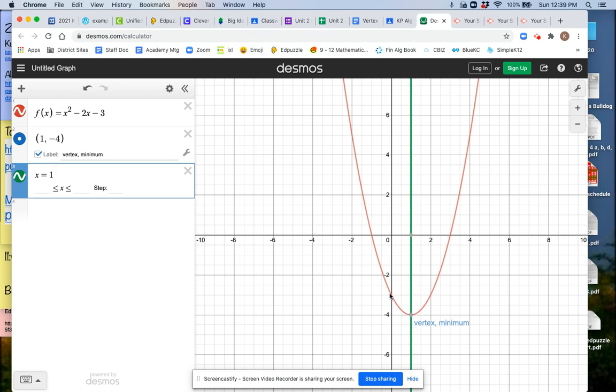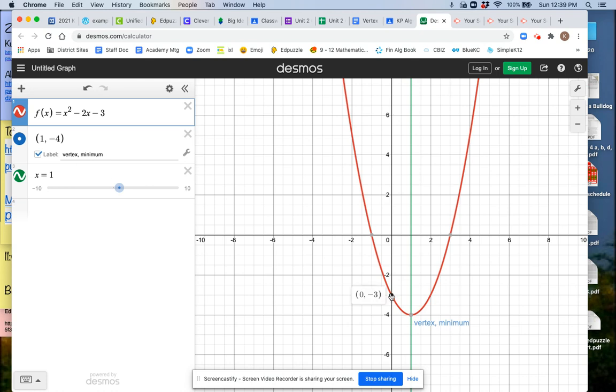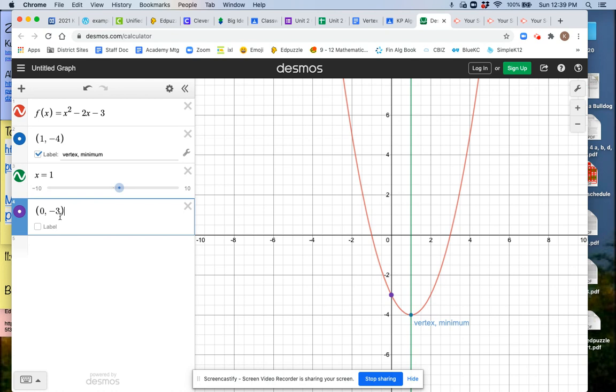Then I want to label my y-intercept. So I click on that point and I see that it's 0, negative 3. So I click over here to add the point and I put in 0, comma, negative 3. And I label that my y-intercept.